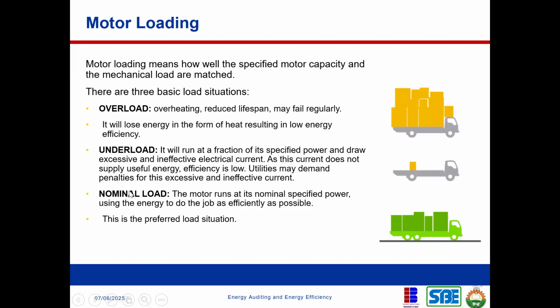Now, when you load a motor nominally, that's the best way to do it. So when you go out to an industry and you see a motor, sometimes by just having this knowledge, you can see if a motor is underloaded or overloaded. However, there's also an instrument to determine this. There's an instrument that you can use to check the speed of the motor. You can now compare that with the nameplate, and then you can see the efficiency and the loading percentage of the motor.